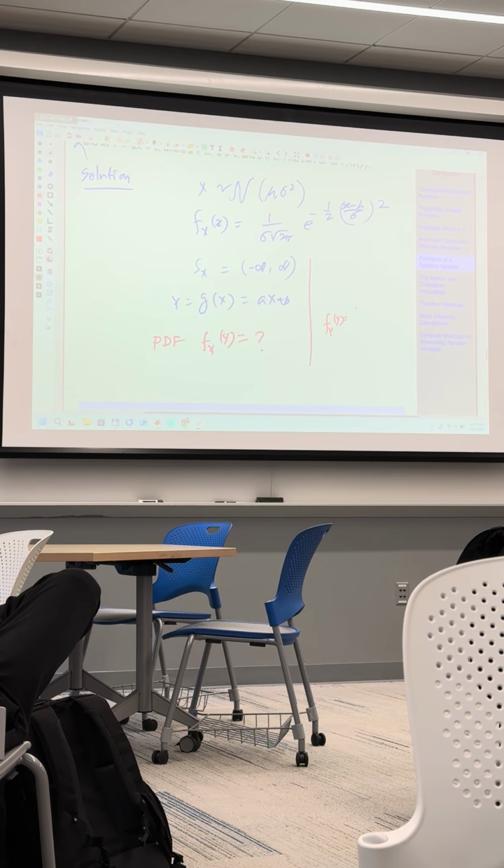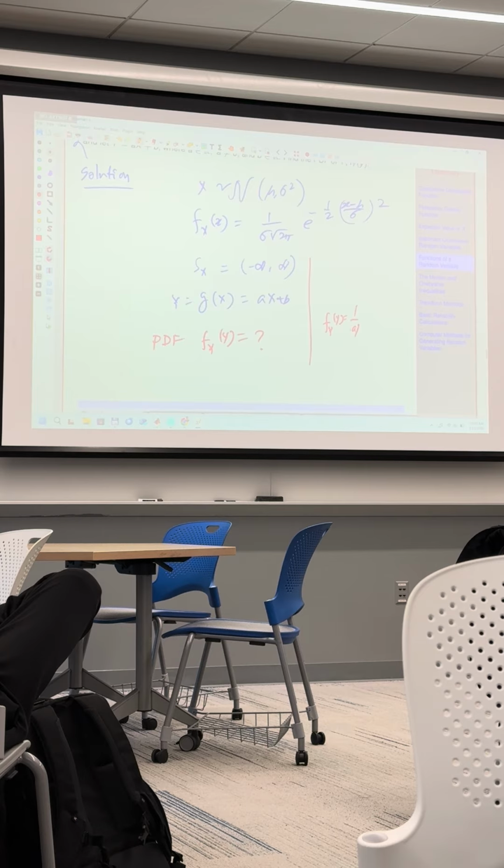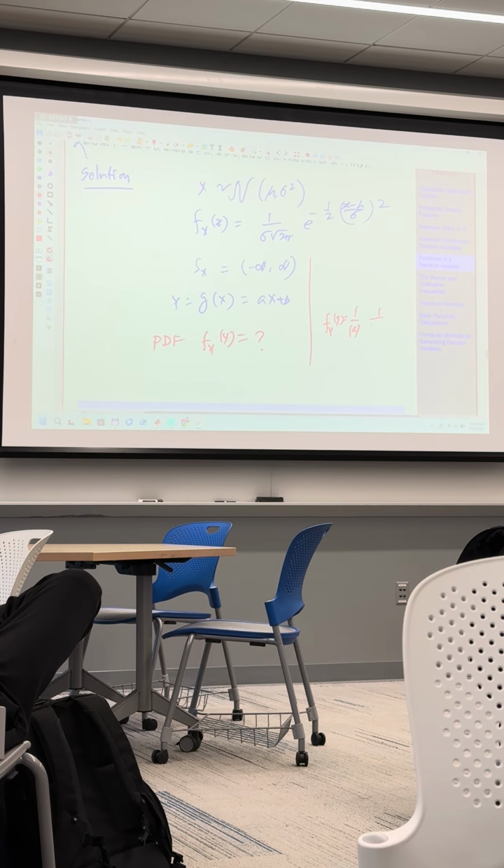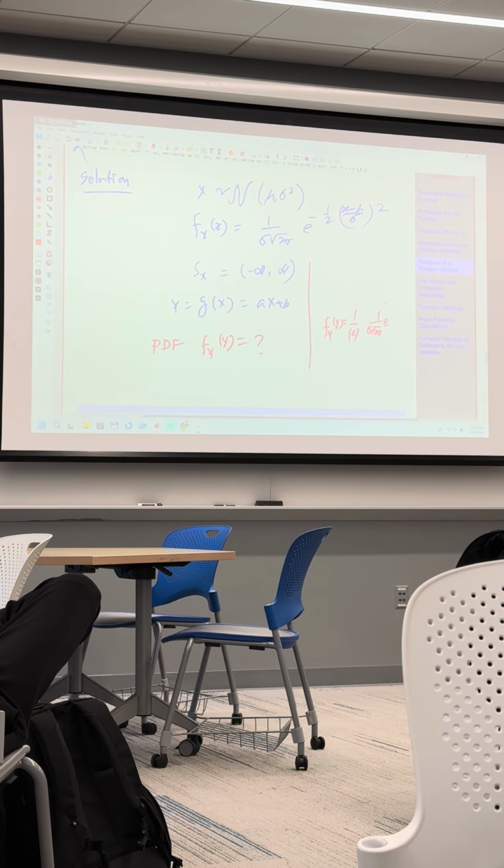is going to be 1 over a, and then 1 over sigma square root of 2 pi, and then e to the minus half y minus a mu plus b over a sigma, and this part is going to be squared.